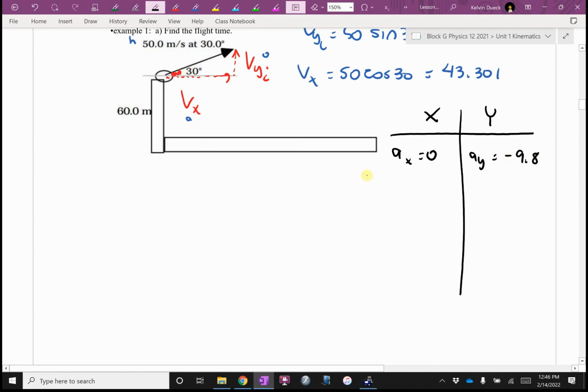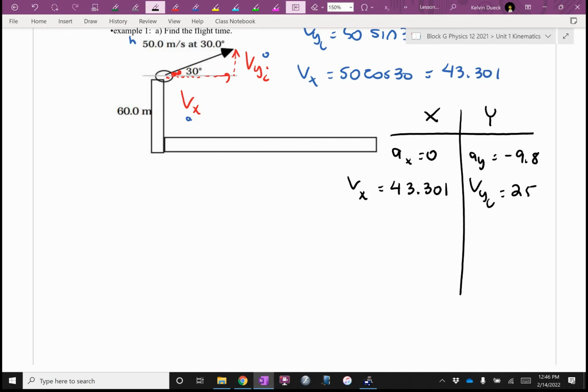Oh, I guess I can say VX is 43.301. VY initial is 25. How come I put an initial on the VY but not on the VX? Because the VX is constant, not changing. And I want to remind myself of that so I'm not tempted to accidentally put an acceleration into there.